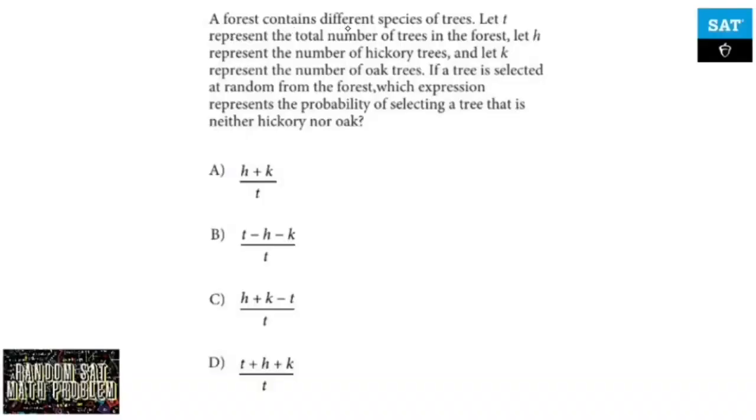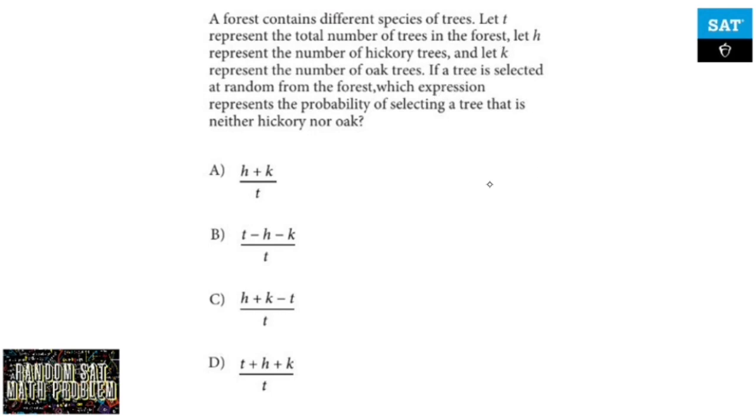A forest contains different species of trees. Let T represent the total number of trees in the forest, H represent the total number of hickory trees, and K represent the number of oak trees. If a tree is selected at random from the forest, which expression represents the probability of selecting a tree that is neither hickory nor oak?